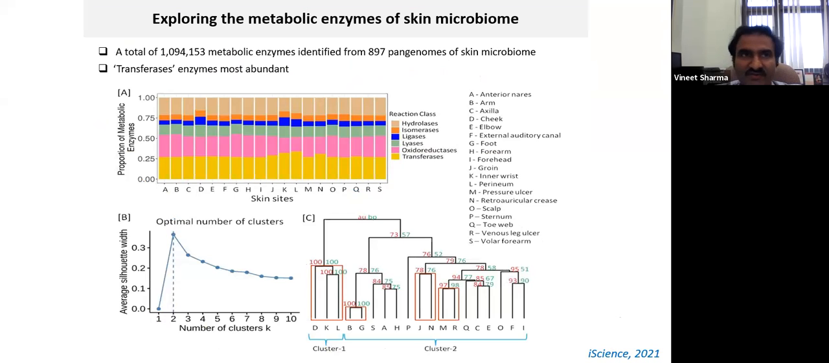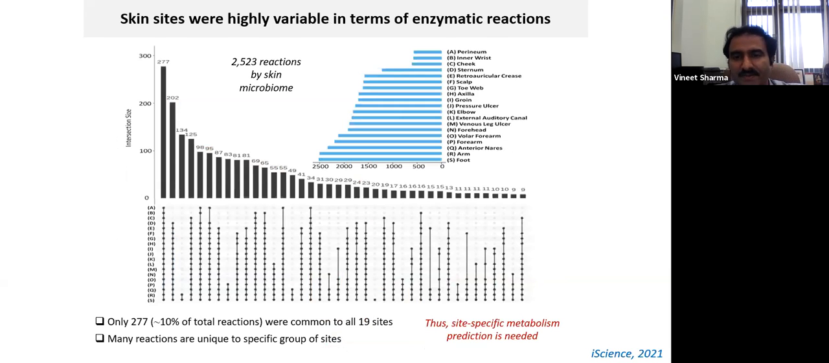First of all, when we looked at the skin metabolome, we could see that it shows a lot of variation across the different skin sites in terms of the 6 enzyme classes. You can see that only 10% of the total enzymatic reactions are common across all the 19 skin sites that we considered. That means we have to consider the skin site when making this kind of prediction, because at one site a given enzyme or microbe could be present but not at another site. This is one of the things that should be considered while addressing this kind of problem.